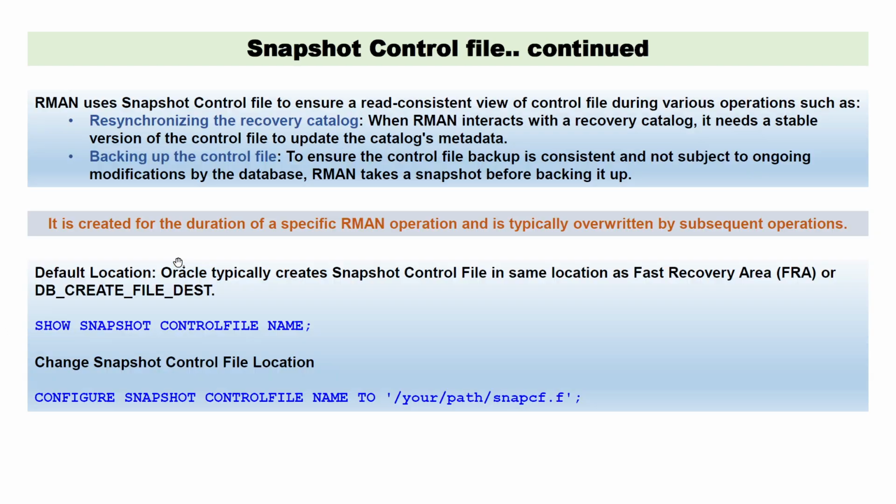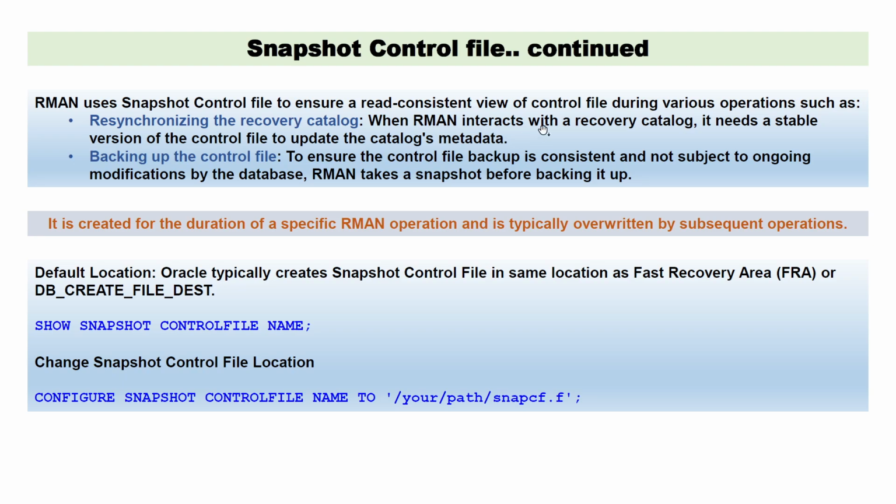So for the snapshot control file, let's understand a little bit more. RMAN uses the snapshot control file to ensure a read-consistent view of the control file during various operations such as resynchronizing the recovery catalog and backing up the control file.